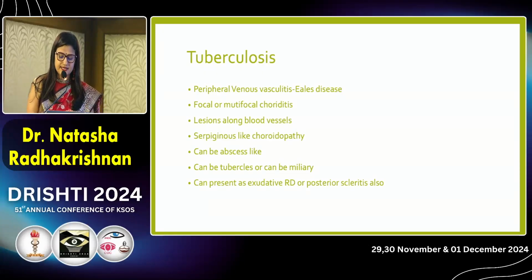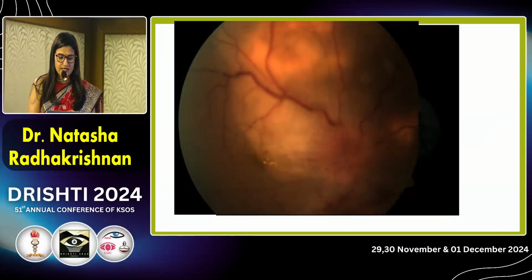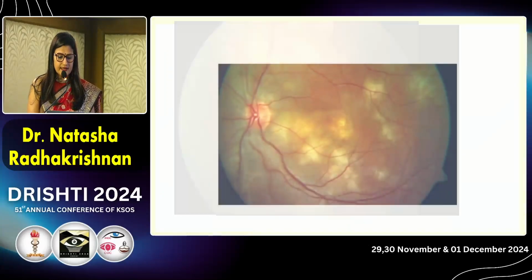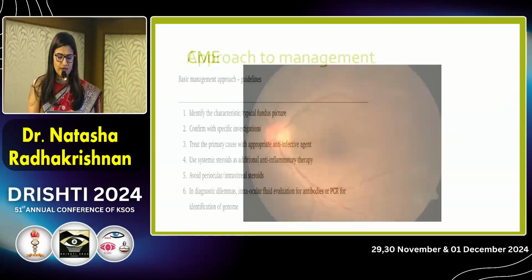It can be an abscess, it can be tubercles, it can be small dots, it can be miliary, present as exudative RD and posterior scleritis also. So this is one patient with extensive vasculitis, and this is another patient with multifocal choroiditis, optic nerve involvement. You should look for cystoid macular edema.